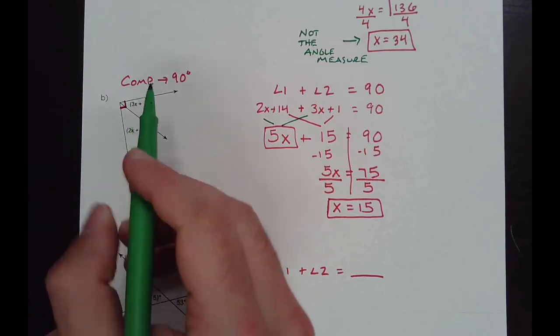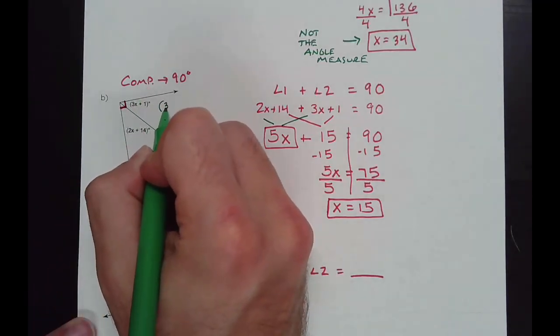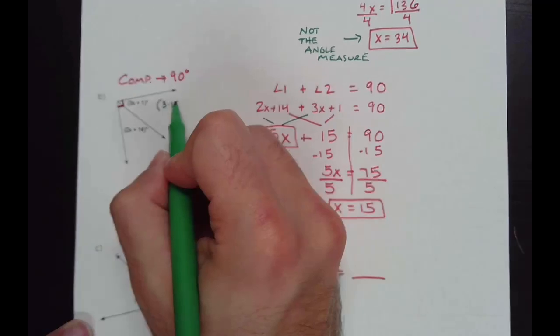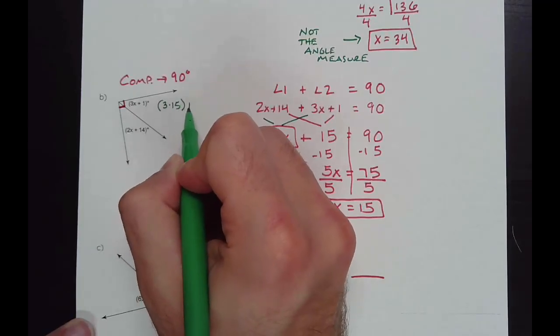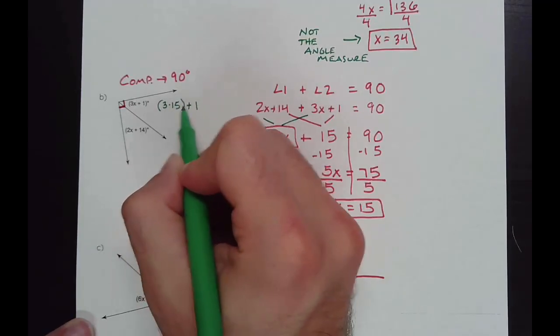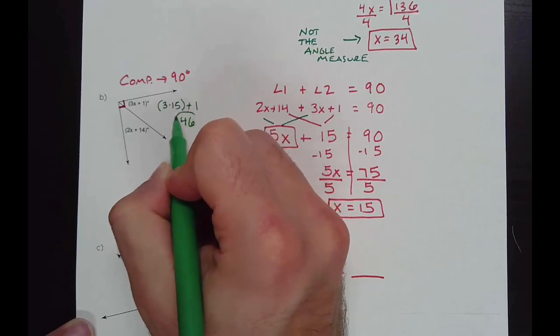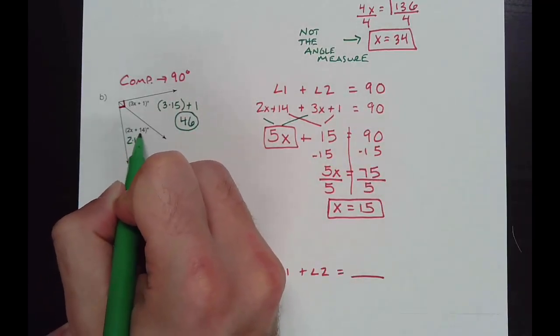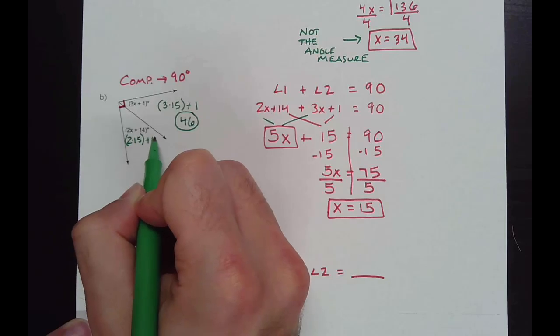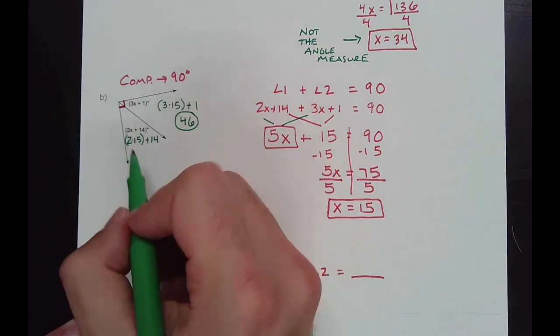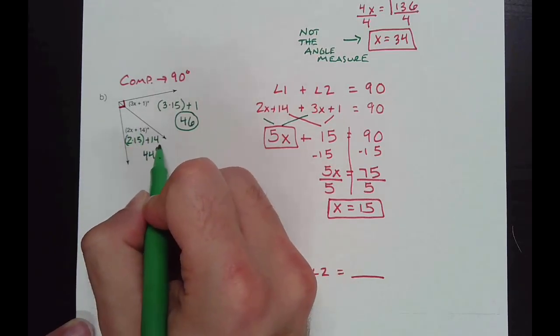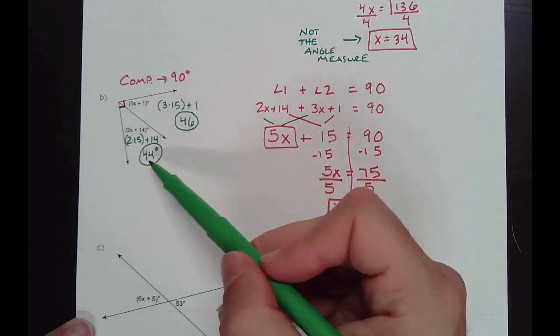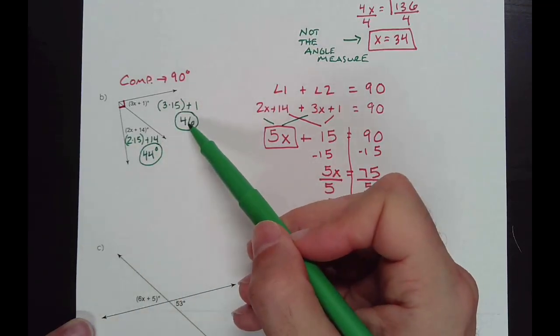So I'll do the top one first. 3 times 15, add the 1. 46. Here, 2 times 15, add the 14. 44. And again, great confirmation because 44 plus 46 equals 90 degrees.